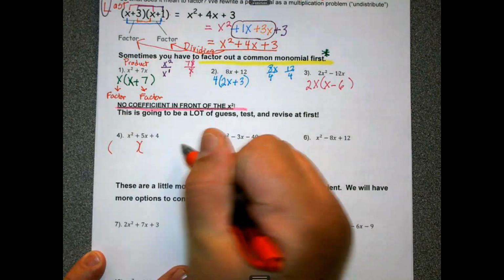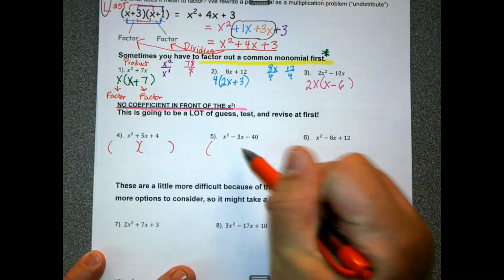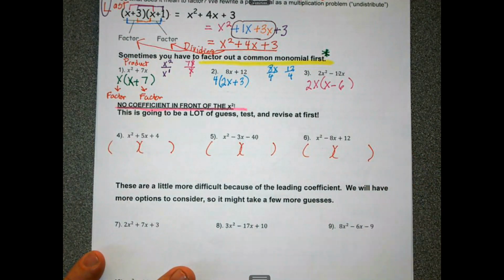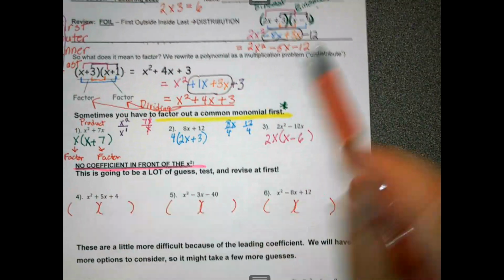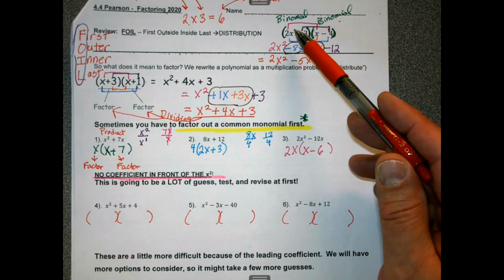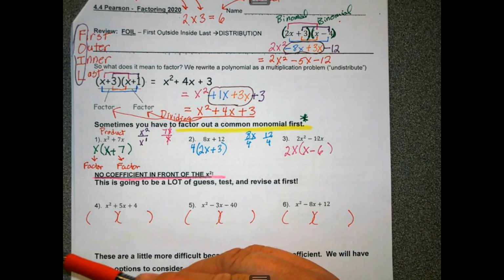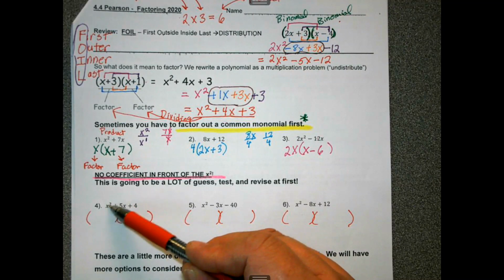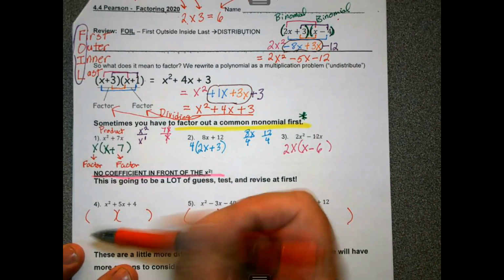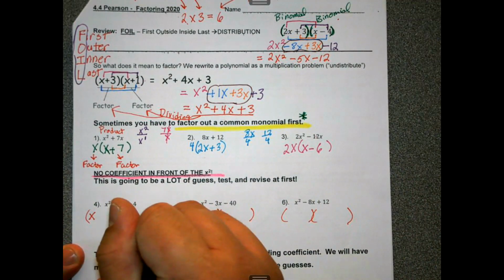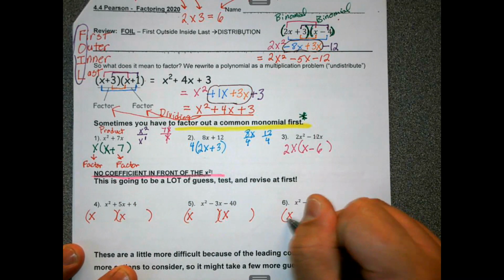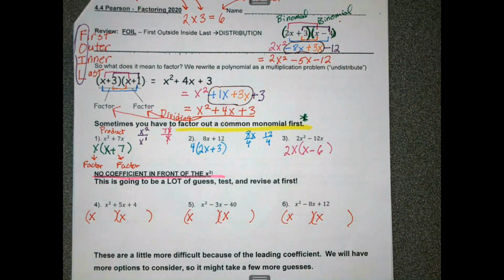Here's our factors. In fact, I'll put our factors in all 3 problems that we're going to do. And remember, that first term, the only way we can get x squared in the product is if we take x times x. So that first term has to be x times x in all of these because there's no coefficient in front of the x squared. So it's always going to be x times x.